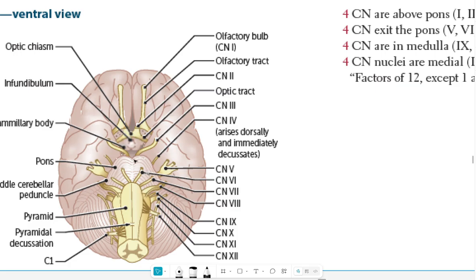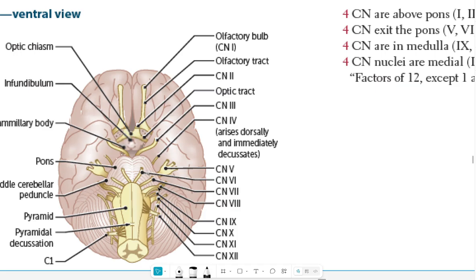Now, for pons, you remember that four cranial nerves exit the pons, the cranial nerve 5, 6, 7, and 8. So you can see the cranial nerve 5 here. This is your trigeminal nerve. This has three further branches, the ophthalmic, maxillary, and mandibular. Then you have cranial nerve 6, which is the abducens nerve, right? And then cranial nerve 7 is the facial nerve, and cranial nerve 8 is your vestibulocochlear nerve, right?